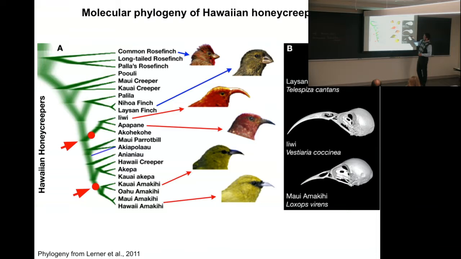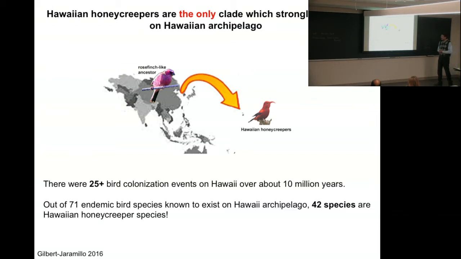It shows that they evolved from rosefinch-like birds from mainland Asia, and then some of the basal species are still finches in Hawaii. And they evolved perhaps independently several times to become, most of them are creepers, but some of them became honeycreepers, and they evolved these beautiful beaks and these very interestingly shaped skulls, which allowed them to get into the flowers and feed on the nectar. Same interesting story. There are 25 colonization events on Hawaii over the last 10 million years. Out of 71 endemic bird species which are known to have existed in Hawaii, 42 are species of just this one clade, Hawaiian honeycreepers.